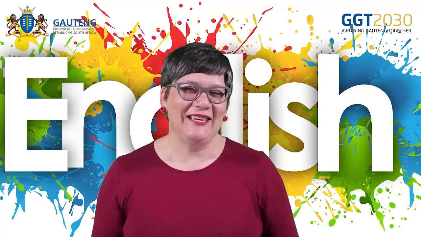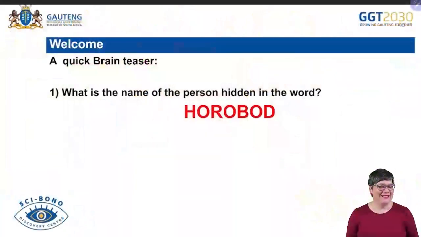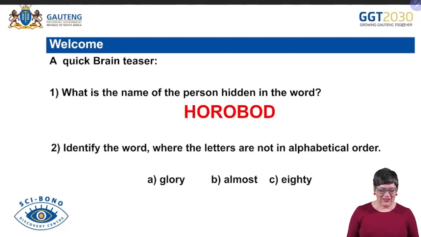I thought it'd be a good idea to start with a quick brain teaser. So, you'll see on a screen, there's question number 1. What is the name of the person hidden in the word? And you'll see a word there, horobot. Let me go on to question 2 and then I'll tell you. The next question is, identify the word where the letters are not in alphabetical order. So you've got 3 words. Which word is the letters not in alphabetical order?